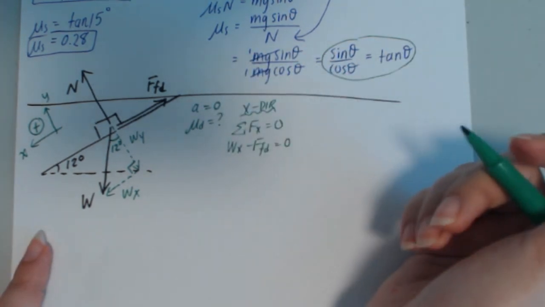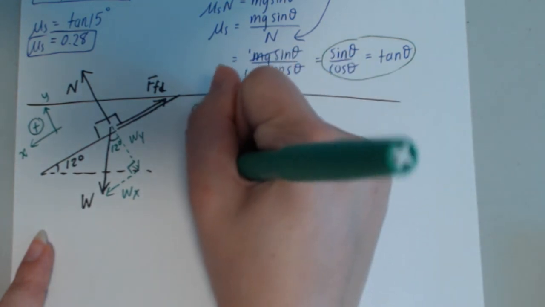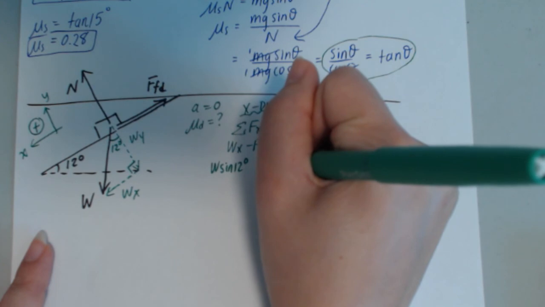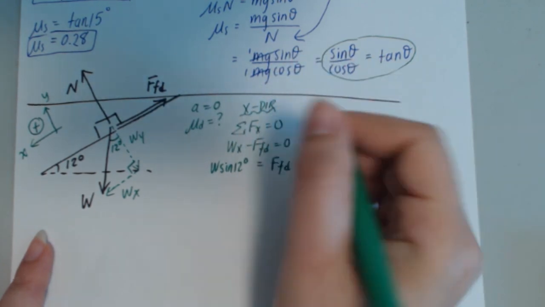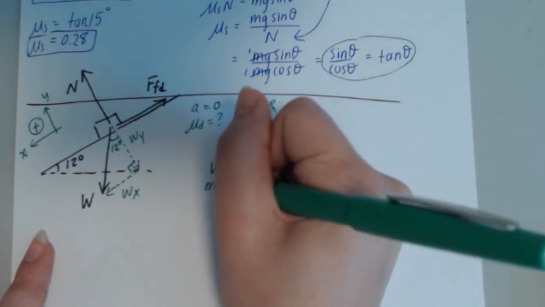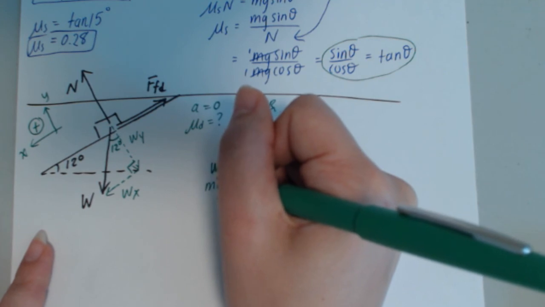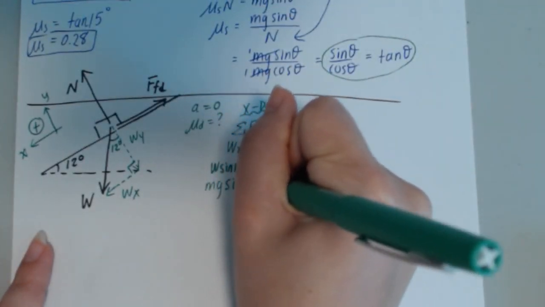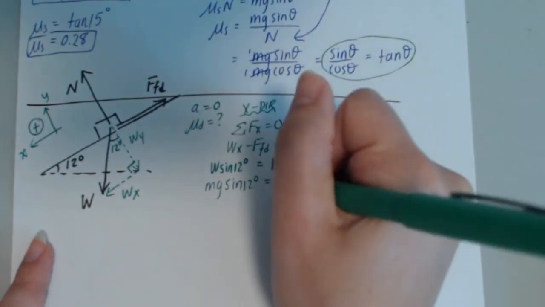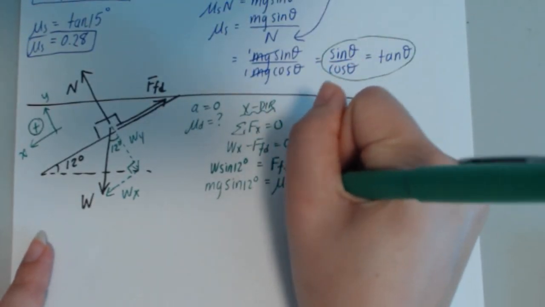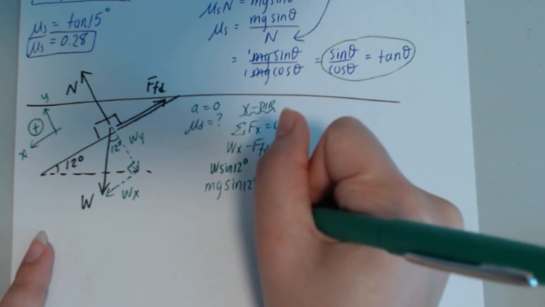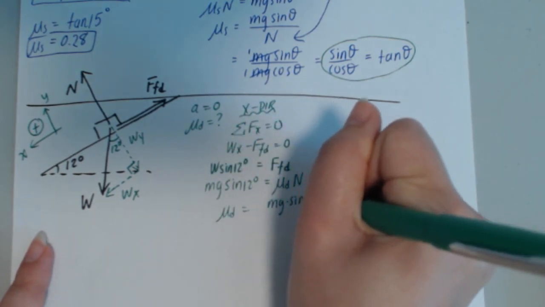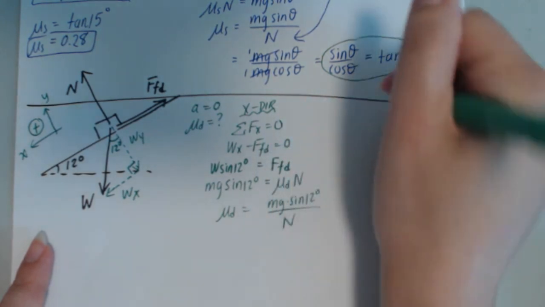Okay, so wx is w sine 12 degrees, and that's equal to Ffd. Okay, w is mg. I don't think we're given the mass, but that's okay. I think it's going to cancel out anyways. mg sine 12 degrees. Force of friction dynamic, that's mu d times the normal force. So mu d is equal to mg sine 12 divided by n.